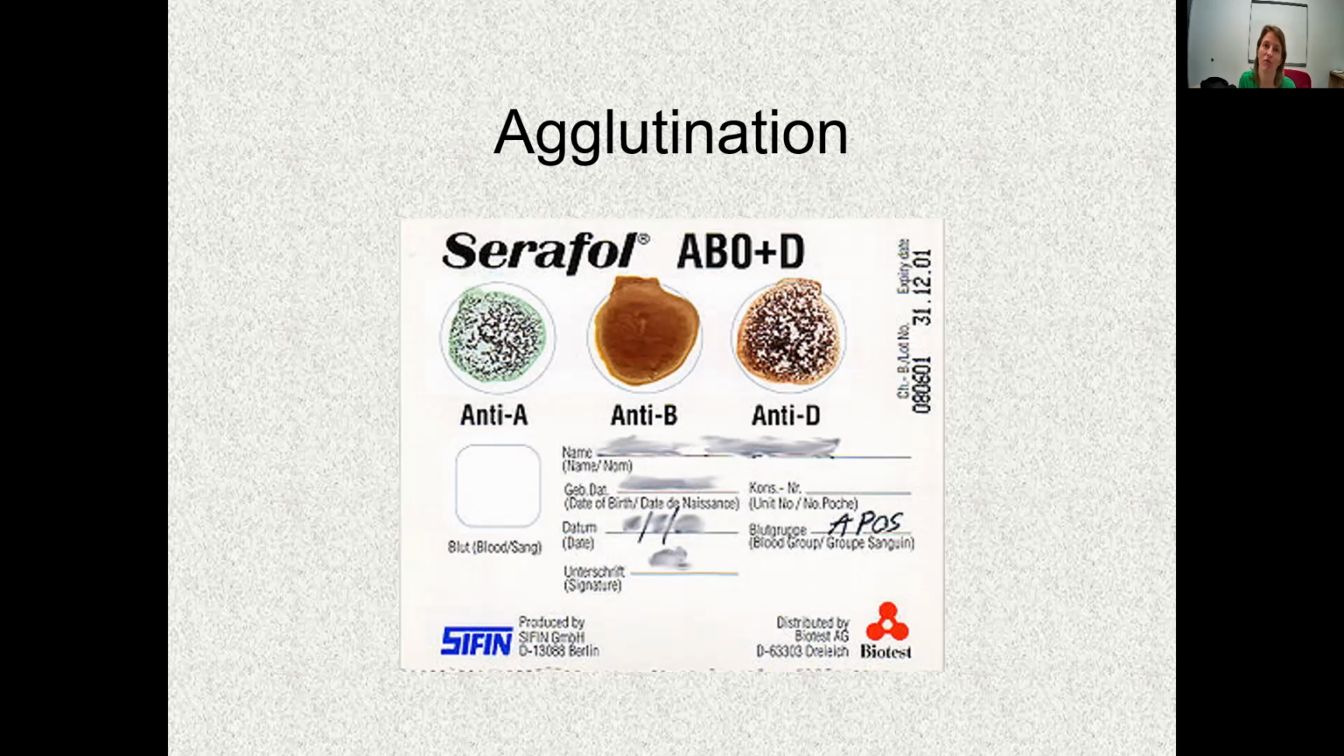So be sure before you read your blood type testing, you check it after a couple minutes to see if it's still just all liquidy and fine, or if it's separated, or if it's gone all clumpy and jello-like. And that will help make your tests easier to read.